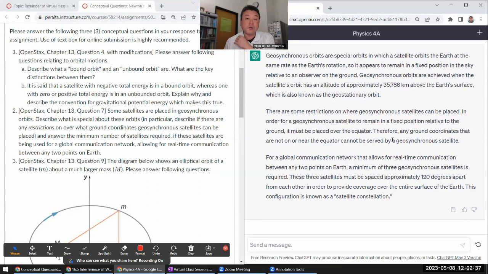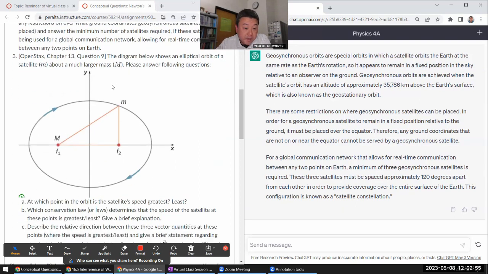So more recent networks like the Starlink satellites, they don't use a geosynchronous orbit. They use low Earth orbit and a larger constellation of satellites so that at closer distance they can cover all the spots on Earth.